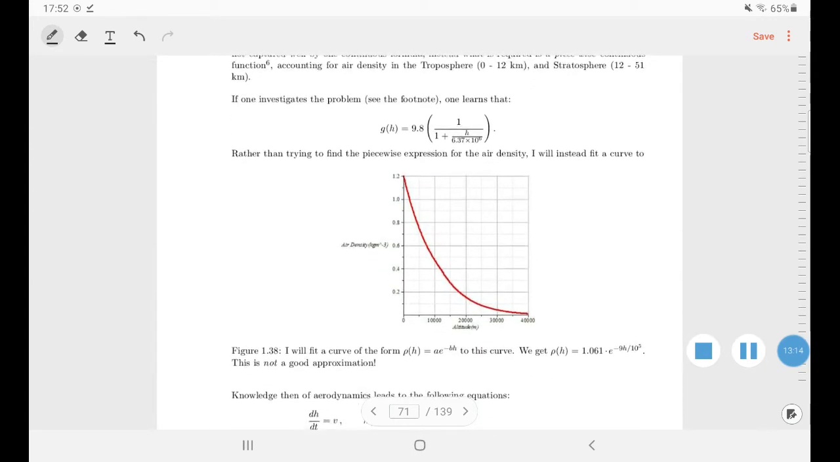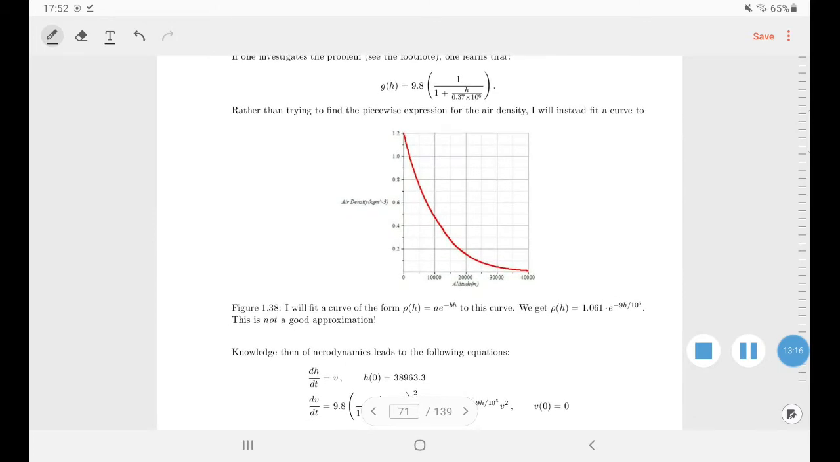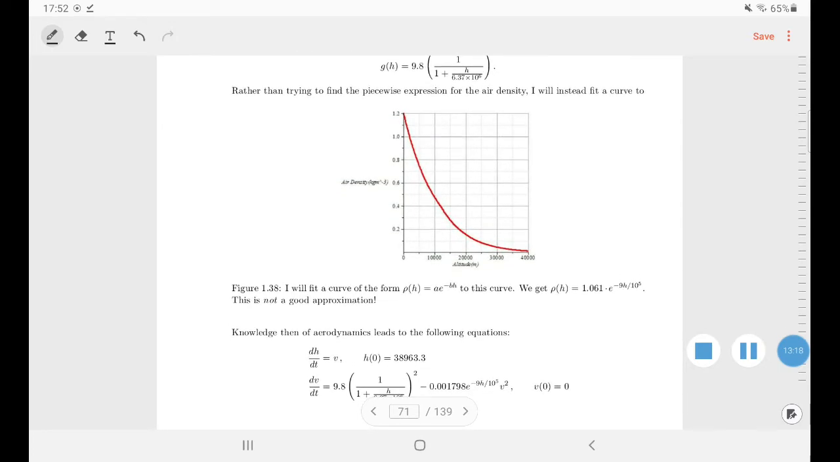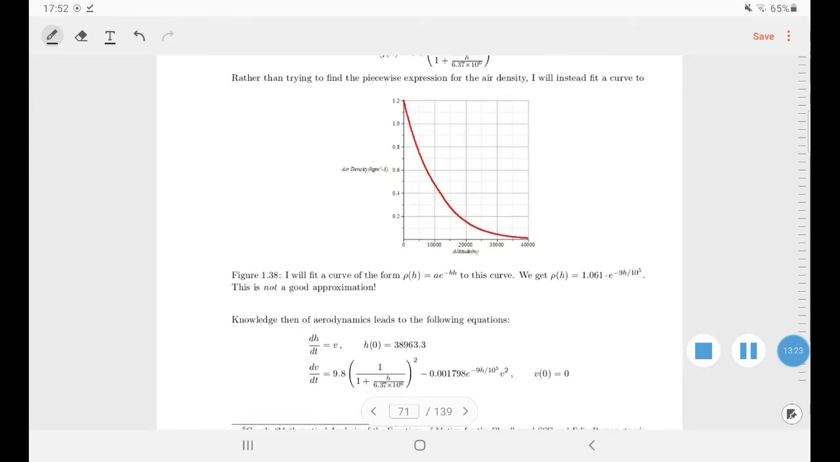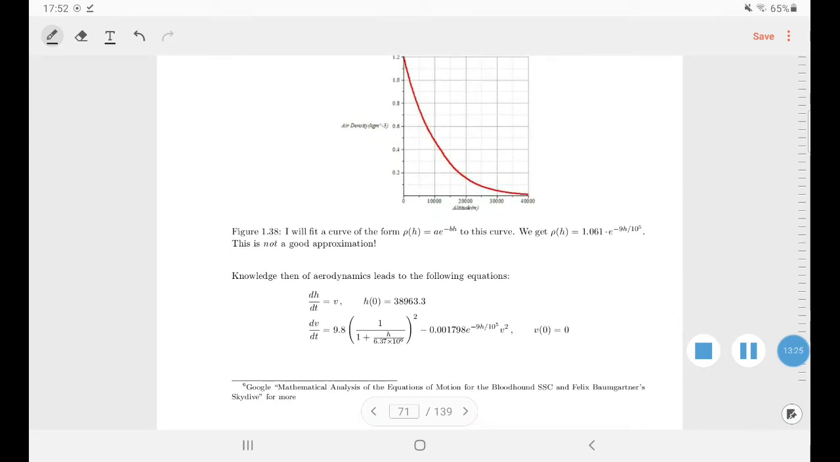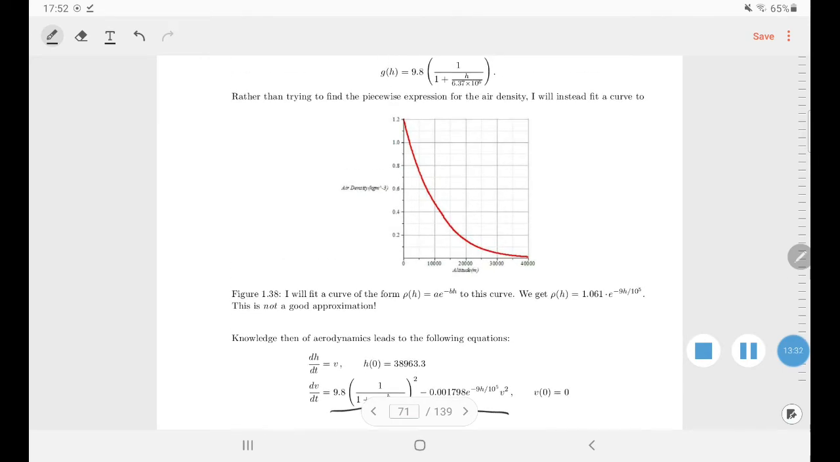If you look at the air density, you get something like this. Now I came up with this approximation to this, which is fine, and you end up with this system. The one thing we might focus on for half a second is this: dh/dt is v.